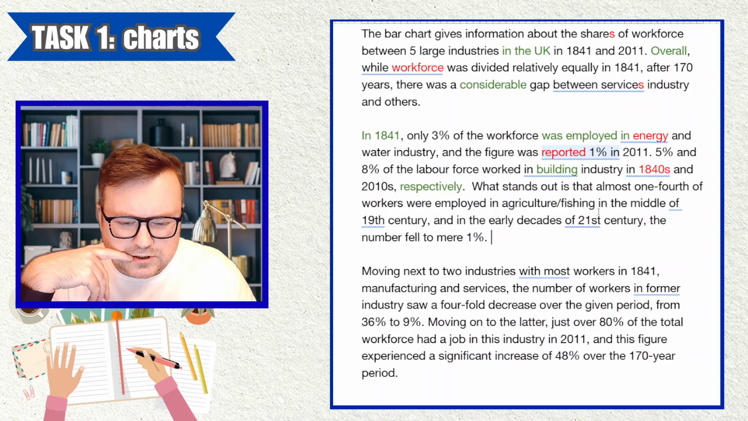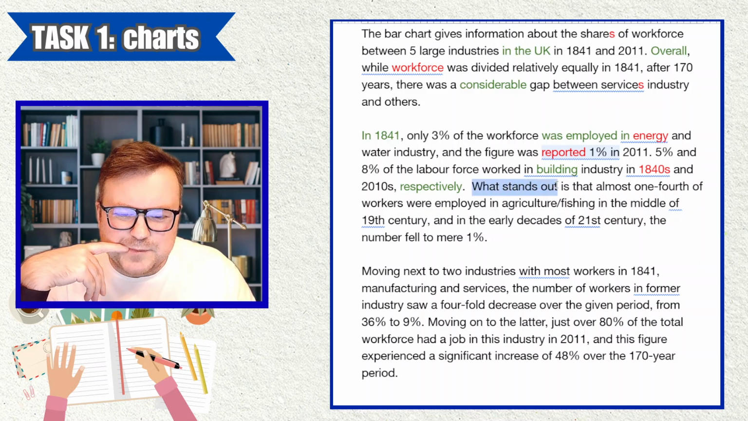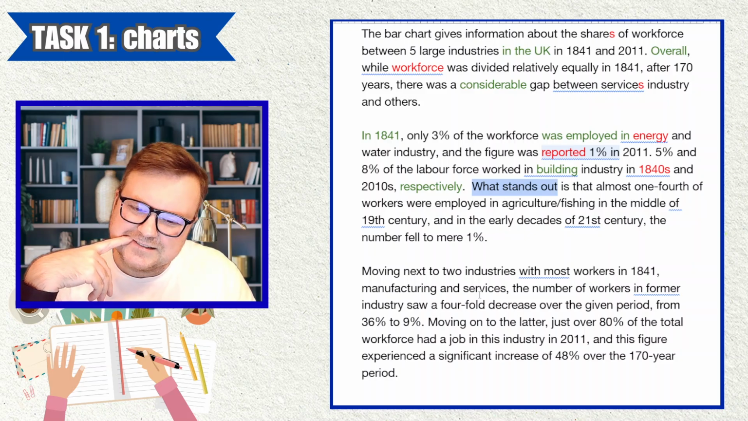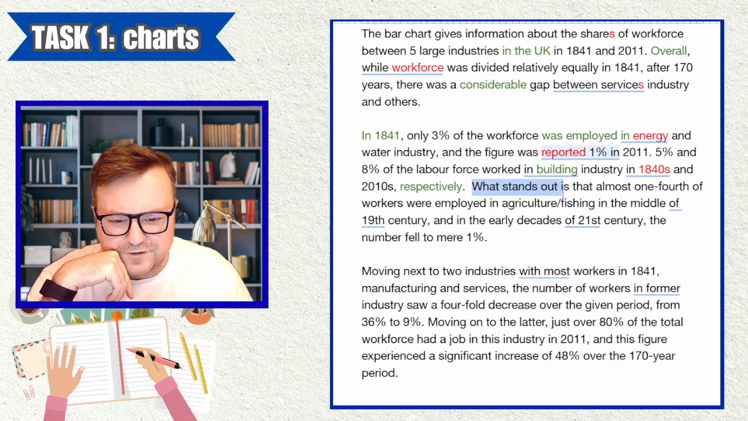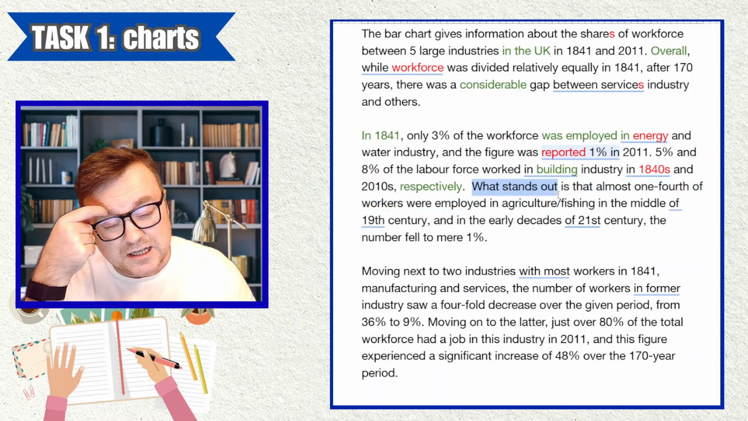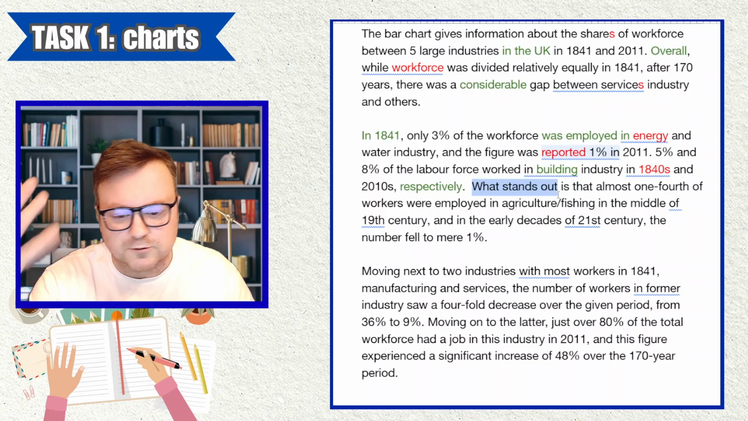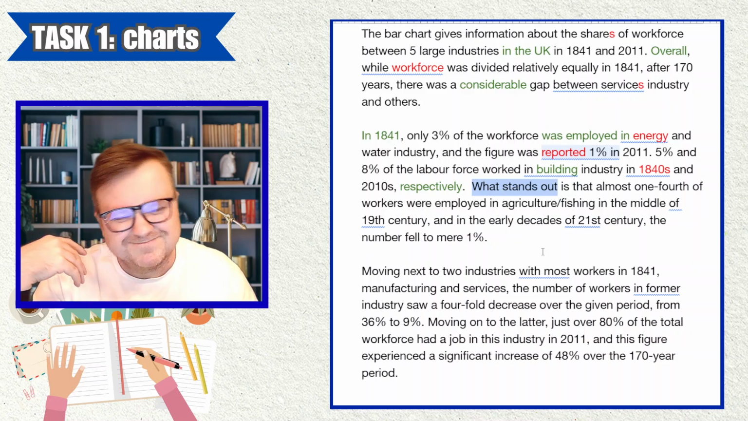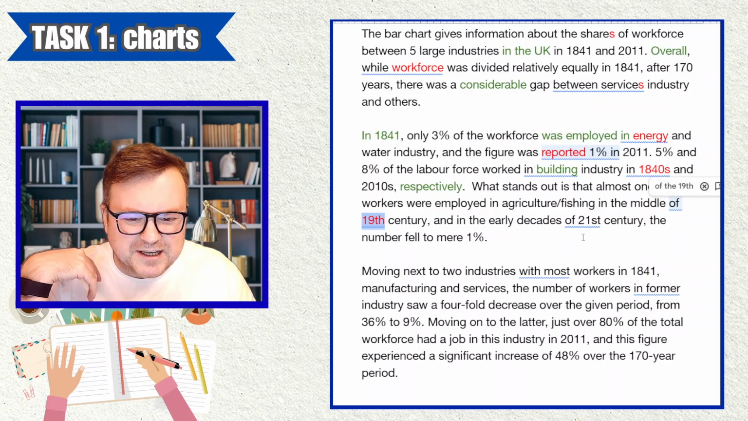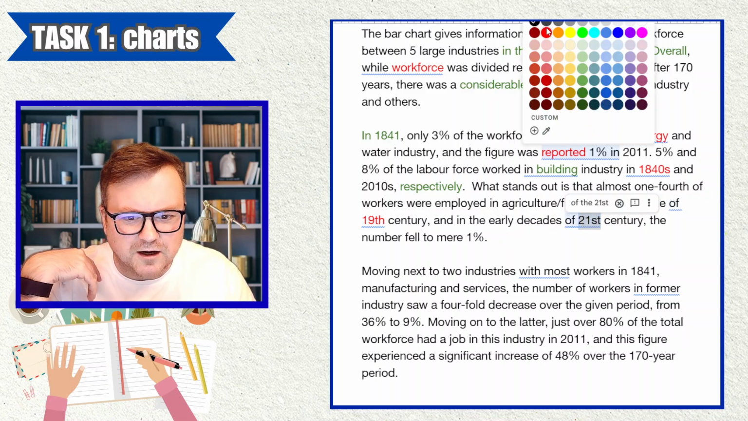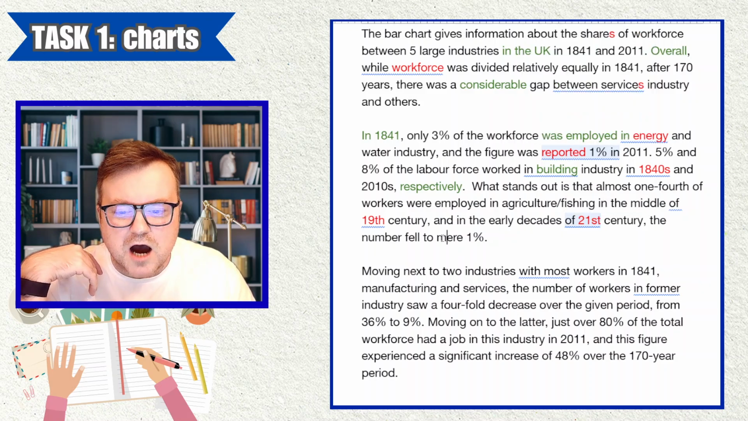What stands out? Maybe it's okay, these cleft sentences in academic writing, maybe it's okay. I don't love it. I feel like they're great, these cleft sentences, in conversational speech. Like what I like most about is in academic writing, but okay. What stands out is that almost 1/4 of workers were employed in agriculture and fishing in the middle of the 19th century. Again, we need articles with centuries. And in the early decades of the 21st century, again, the article, the number fell to a mere 1%.